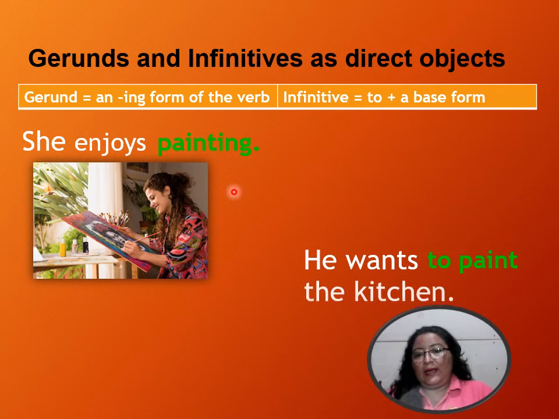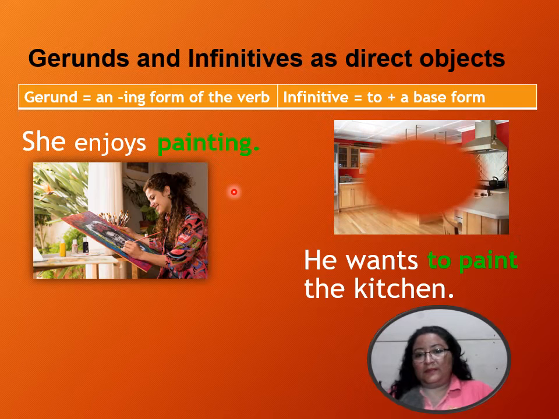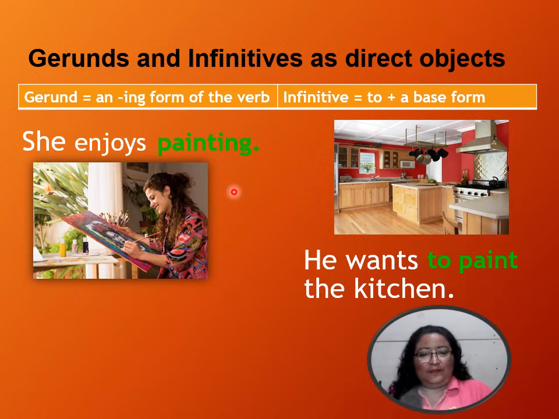He wants to paint the kitchen. In this case, this person is using the infinitive. Remember that for the infinitive you have to use to before the base form of the verb.